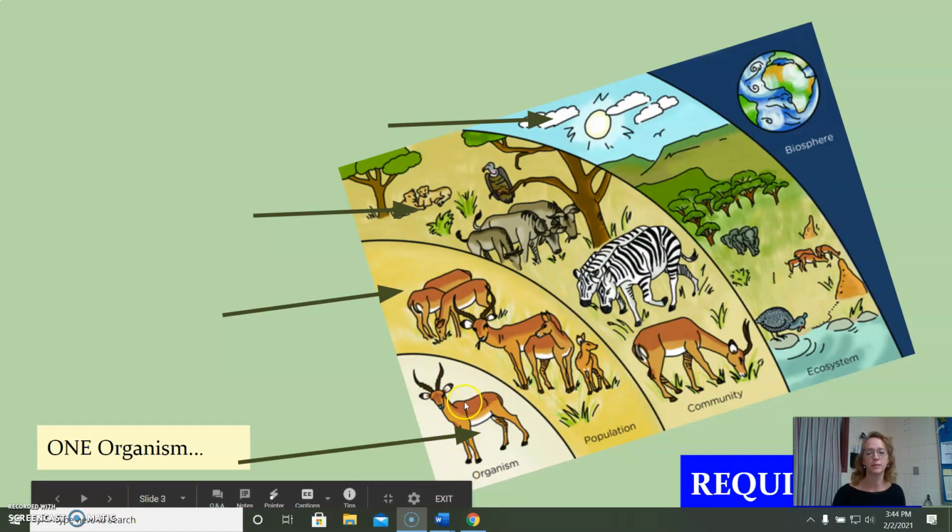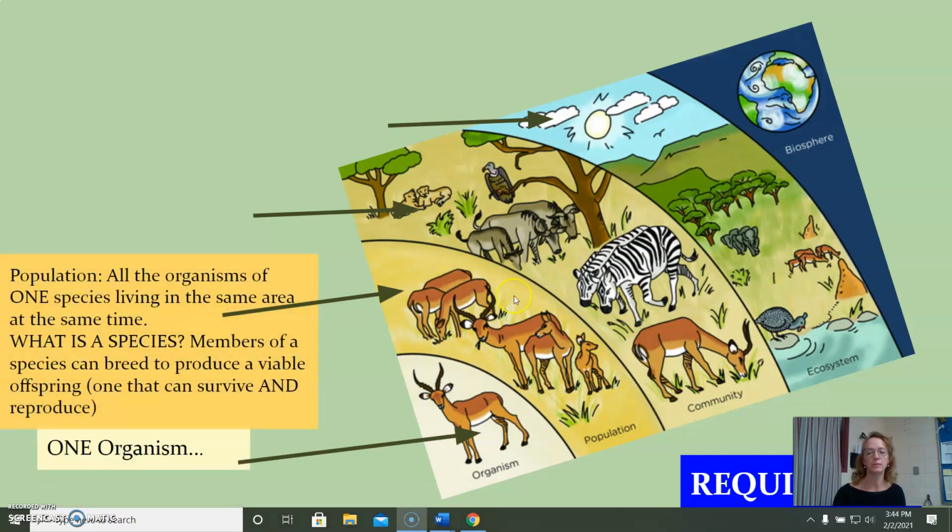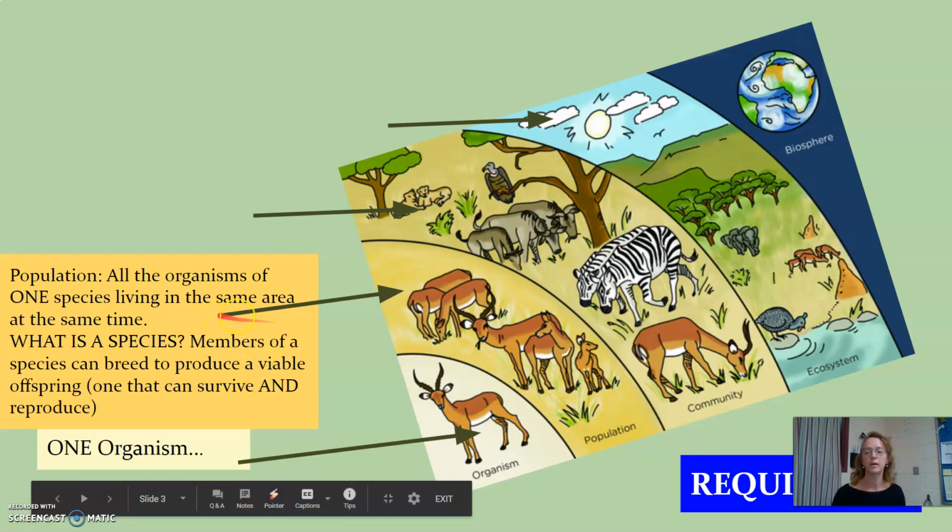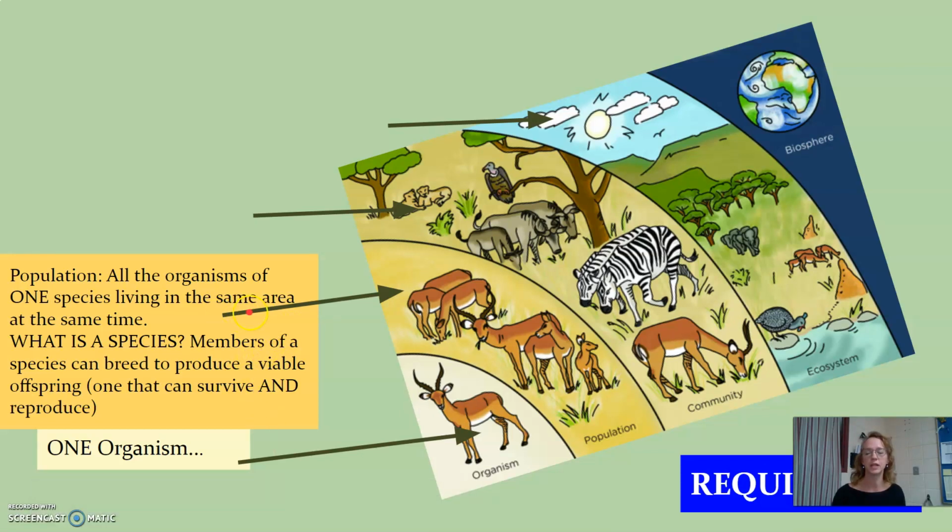We start with one organism, so one deer, one human, one bacteria cell. And then if you put a bunch of those organisms together in a certain area, we call that a population. So the definition of a population are all the organisms of one species in the same area at the same time. And this part right here, in the same area at the same time, is important because, for example, the population of our school building changes all the time. At 8:30 in the morning on these hybrid days, there's probably 700, 800 people in the building. And at midnight, there's probably 2 people in the building. We do have custodians that work overnight. So you have to define the area and you have to define the time. And we are talking about counting one species.